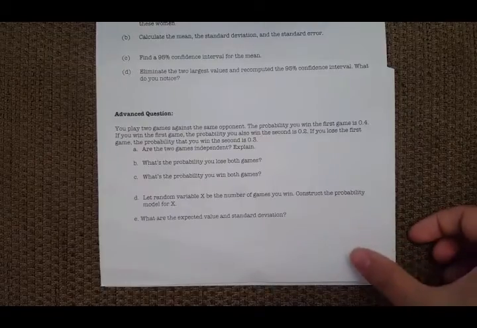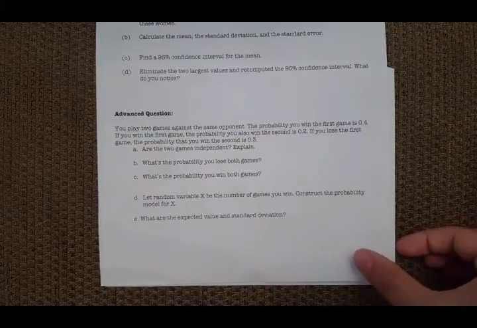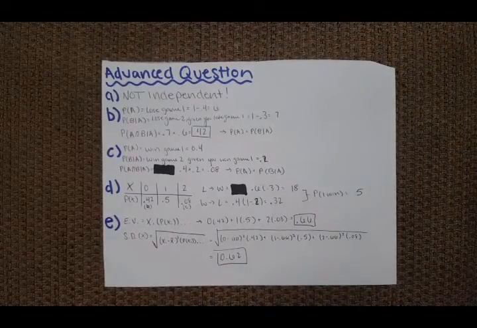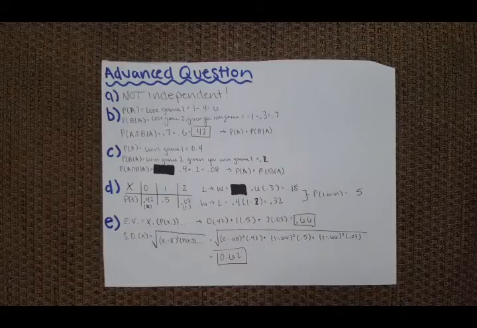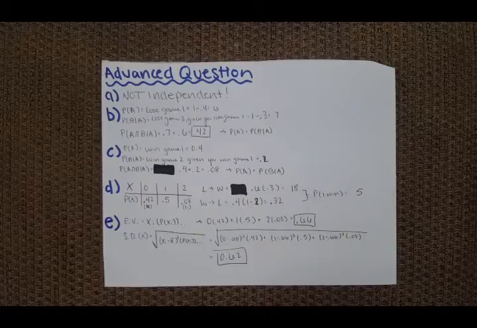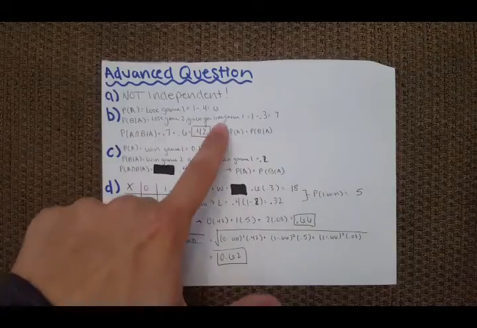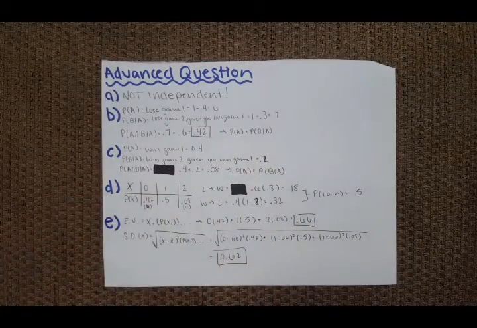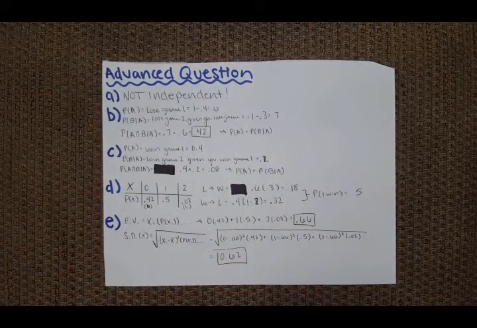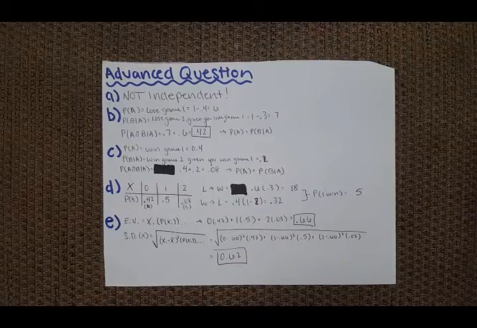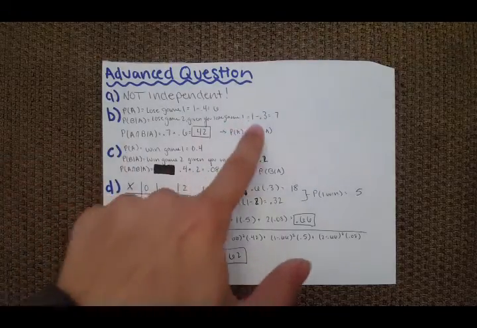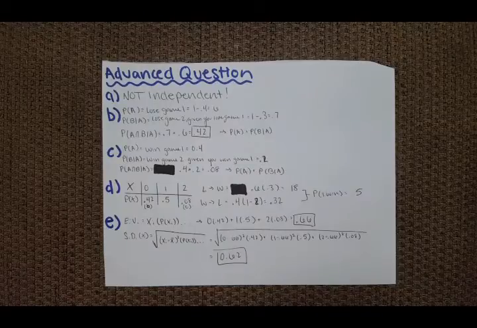Okay, so next, part B asks what the probability is that you lose both games, and part C asks what's the probability that you win both games. So for the probability that you lose both games, let's start by looking at the probability that you lose the first game. The probability that you win the first game is 0.4. So the probability that you lose the first game is the complement of the probability that you win the first game. So it's 1 minus 0.4, or 0.6. Then the probability that you lose the second game, given that you lost the first game, is going to be 1 minus 0.3, or 0.7.